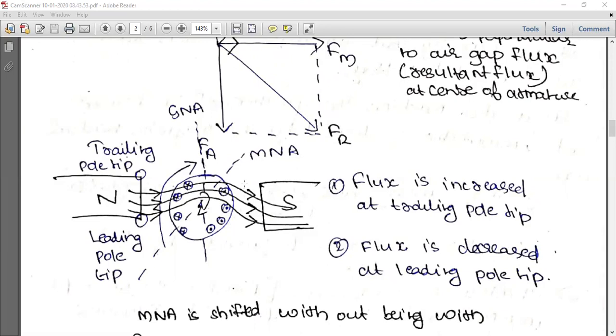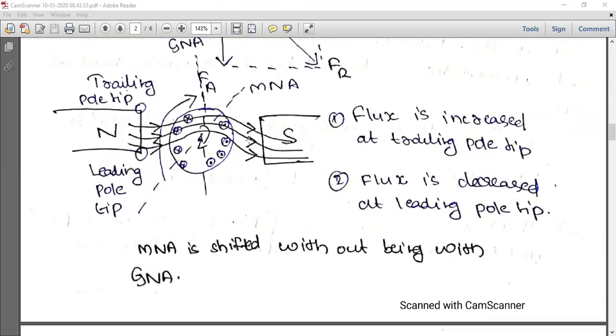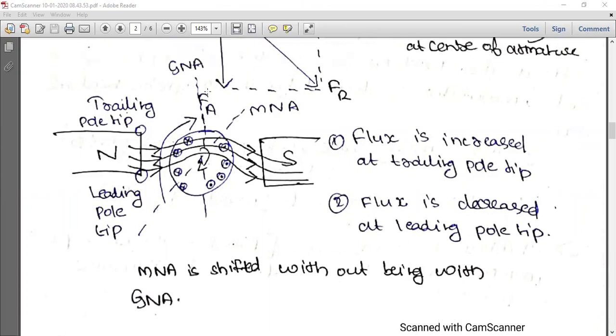We know the armature, the rotor, is rotating in the clockwise direction. When we determine the direction of the flux using Fleming's right hand rule, we see that the resultant will come like this, and most of the flux is concentrating in this area. We call this the trailing pole tip, and this the leading pole tip. As a result, the magnetic neutral axis is also shifted from the geometric neutral axis. So the flux is increased at the trailing pole tip, and decreased at the leading pole tip. How did you understand that the flux will be more at the trailing pole tip and less at the leading pole tip?